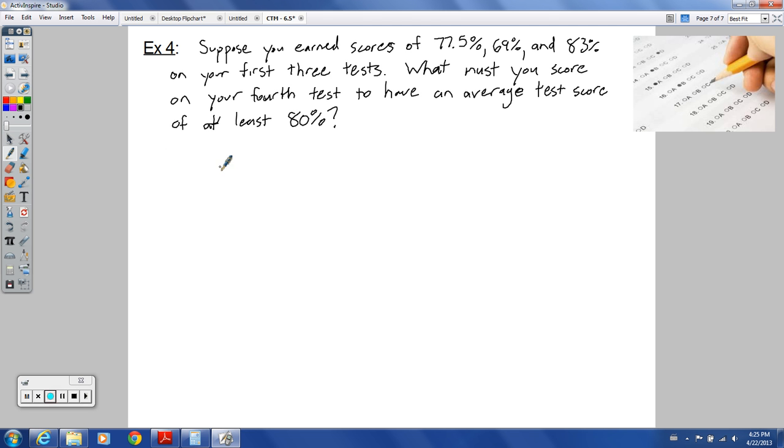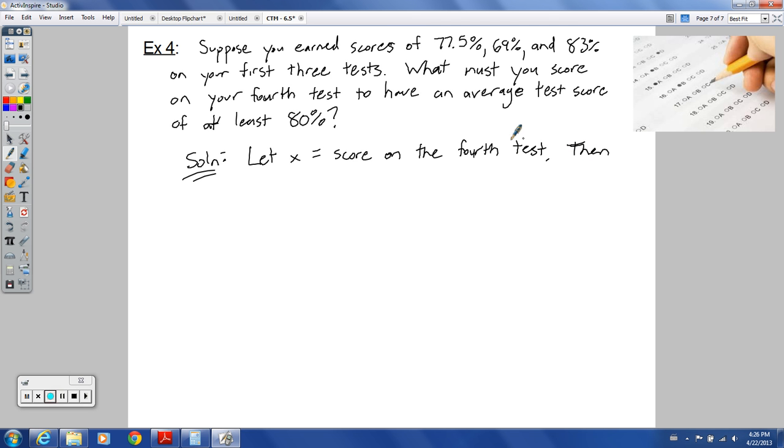But what is our solution? How can we get this here? So let's say, we always want to say what our variable is representing. So we'll go with x, but x is going to represent or equal our score on the fourth test. That's the thing that could change. That's the thing that can vary here. So score on the fourth test.